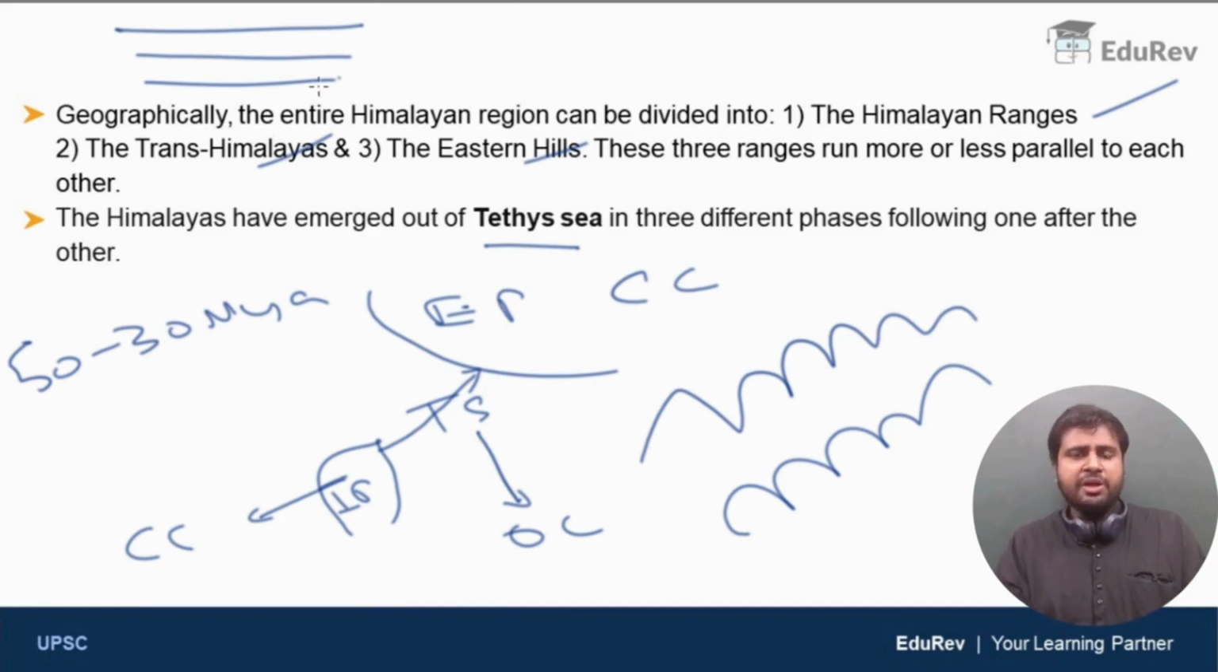So, the entire Himalayan region can be geographically divided into three parallel ranges: the Himalayan ranges, the Trans-Himalayas, and the Eastern Hills. Now, these three parallel ranges of Himalayas have emerged out of the Tethys Sea in different phases, following one after the other. Clear? So, these three parallel ranges emerged one after the other in different time periods. So, that is how Himalayas have formed.